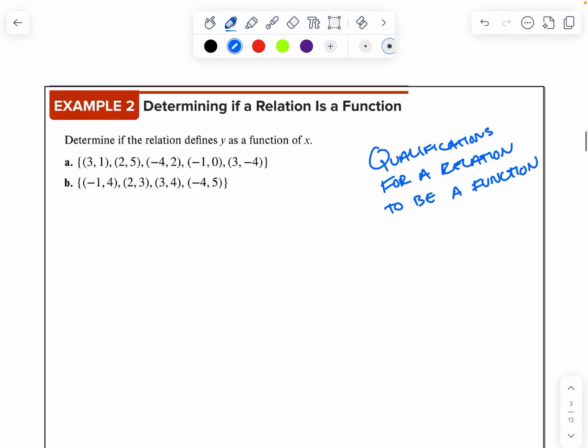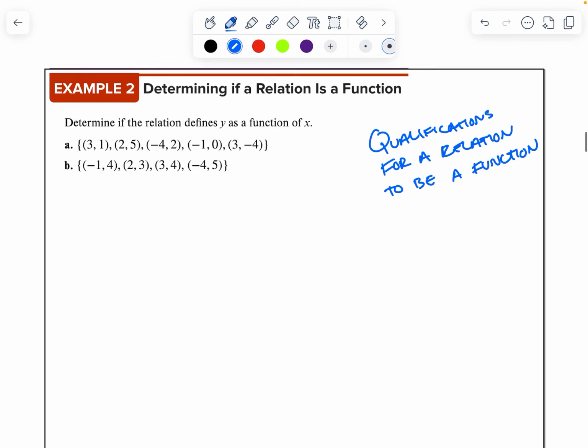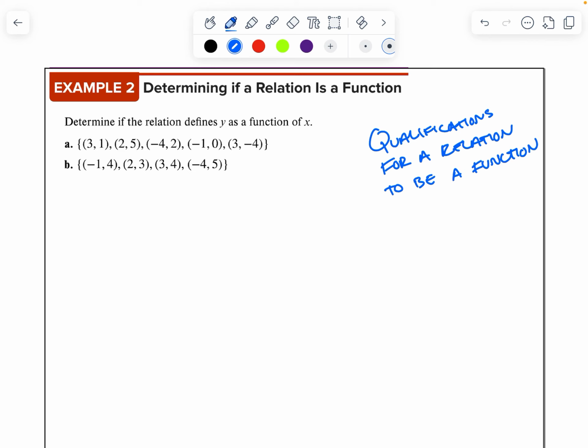A function is a special type of relation, okay? What's different about a function and a relation is that a function cannot have the same x values matching up with different y values. So in this case, is this a function? It looks like I have 3 matched up with 1, and I also have 3 matched up with -4. That is not a function.